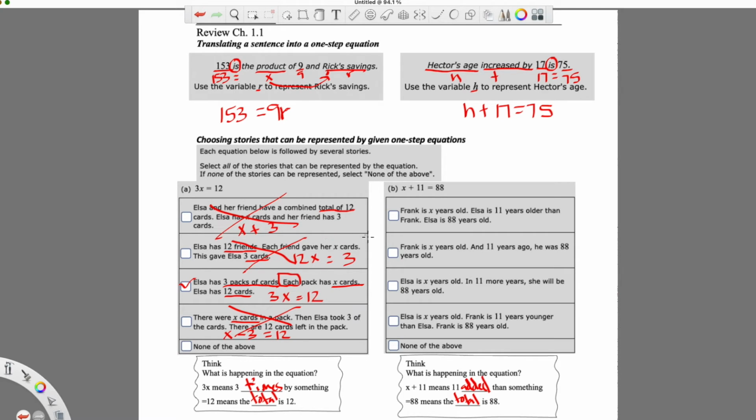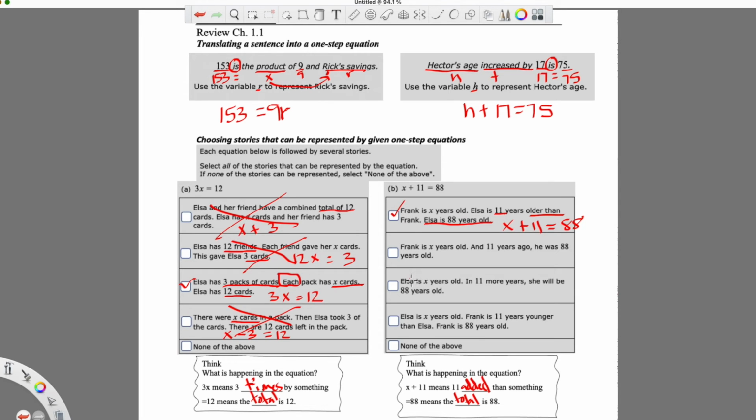So we have Frank is X years old. Eliza is 11 years older than Frank, and Eliza is 88 years old. So Eliza is our total. Her years are 88. Frank is X years old, and she's 11 years older than him. So if I want to know how old she is, if I know how old Frank is, I'm going to add 11 to that, and that'll tell me how old Eliza is, which is 88. So this would actually be an equation to figure out how old Frank is, because I'd want to kind of go backwards to figure that out, since I already know how old Eliza is. But this works, because I'm adding 11 to Frank's age to get 88.